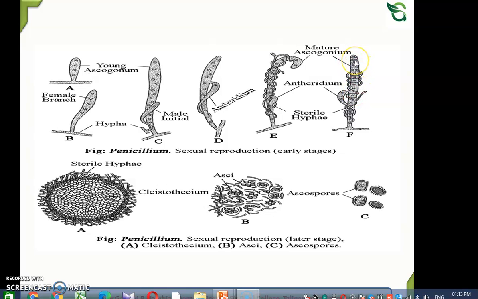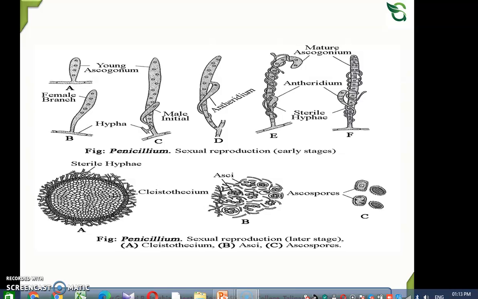This stage is known as the dikaryotic stage, and the 2N condition is retained. One male and one female nucleus arrange side by side, and this phase is known as the dikaryotic phase. In the later part, fertilization is the process by which male and female nuclei undergo fusion, resulting in the formation of a diploid zygote. That is, karyogamy takes place, where the fusion of the nuclei occurs.